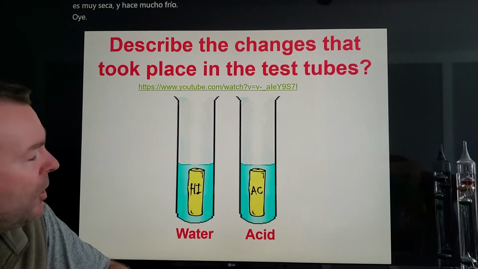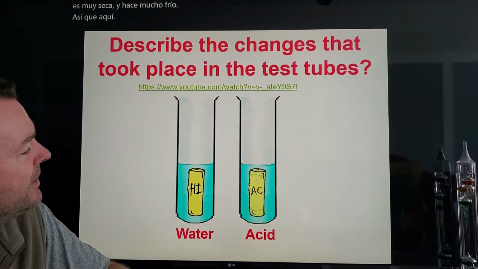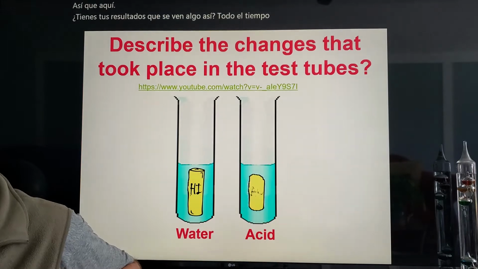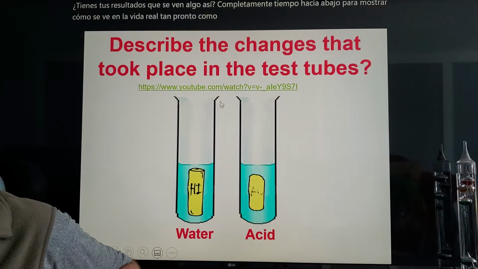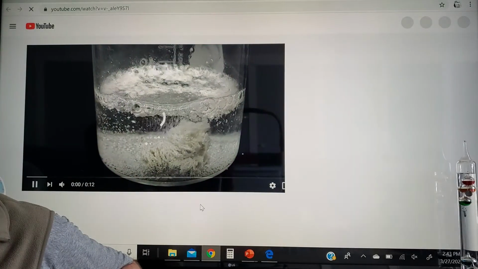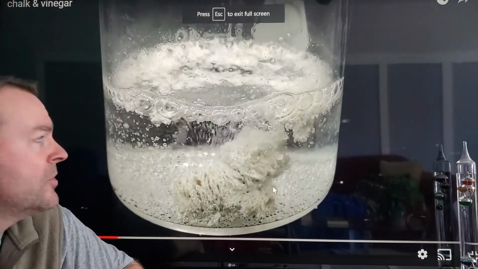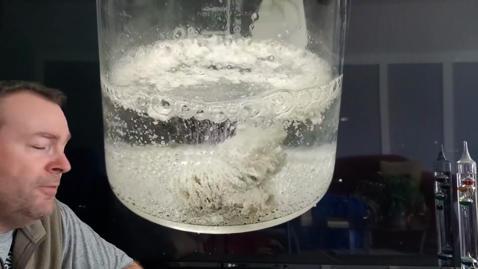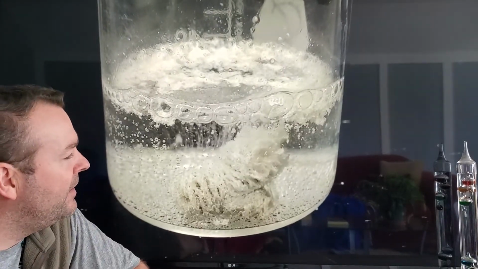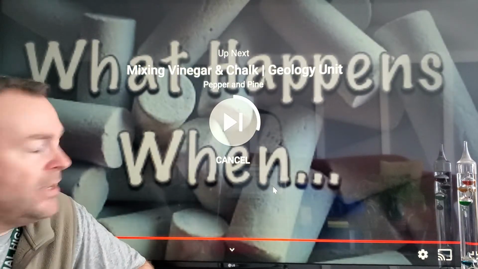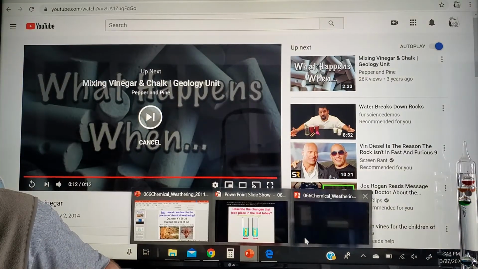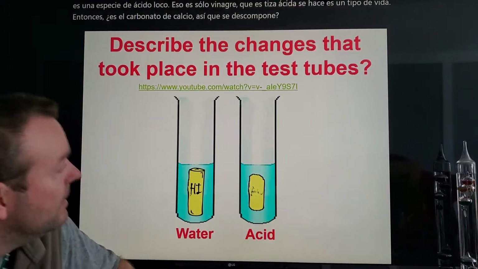So here's your experiment. I hope you did set it up. Do you have your results that look something like that? Completely weathered down? To show you what it looks like in real life, as soon as you drop the chalk in, you should have seen something like this. And there it goes. That chalk will dissolve very quickly. That's simply vinegar, folks. That's not some kind of crazy acid. That's just vinegar, which is acidic. Chalk is a type of limestone. It's a calcium carbonate, so it breaks down. Okay, and there it is, chemical weathering.